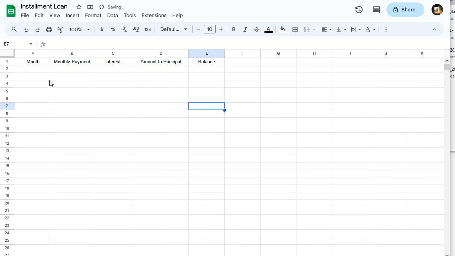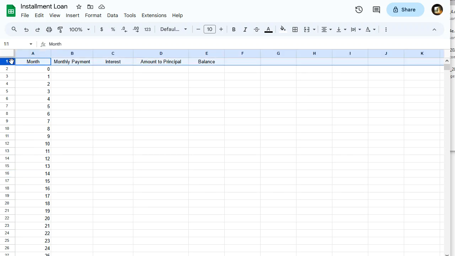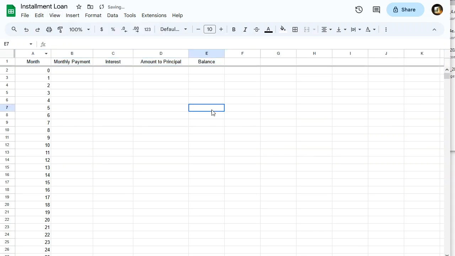Okay, so let's start with our months. We're going to go 0, 1, 2, get that started. Grab a couple of those and then pull that down however far we need. We'll probably have to do more later. Okay, monthly payment, we'll come back to that. Oh, let's freeze our top row. I really want to freeze that top row. Where was that again? View, freeze, row 1. Yeah, I like that. That looks great.